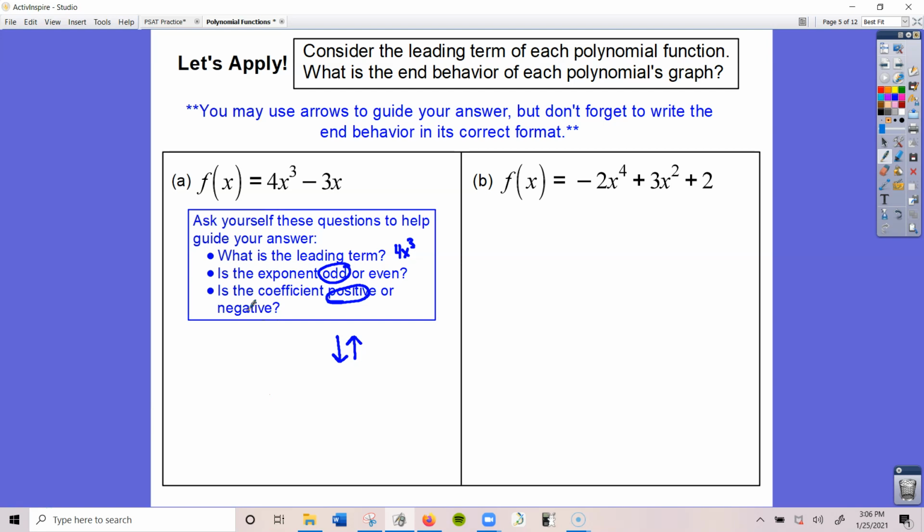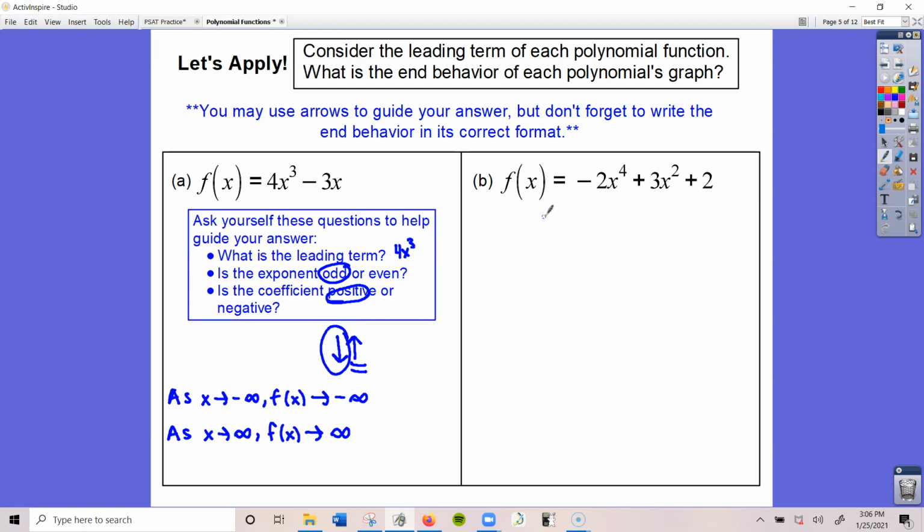So now we're ready to write out those end behavior statements. As x is approaching negative infinity, f of x is approaching, remember this is the left side, so I look at my left arrow. Since it's going down, we would say f of x is approaching negative infinity. Now for the right side, as x is approaching positive infinity, f of x is approaching, now the right side is going up, so we would write positive infinity.